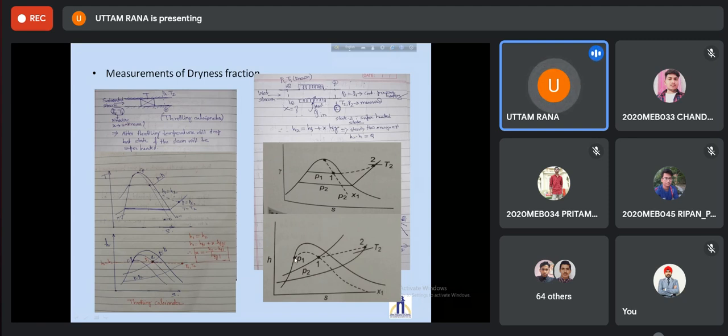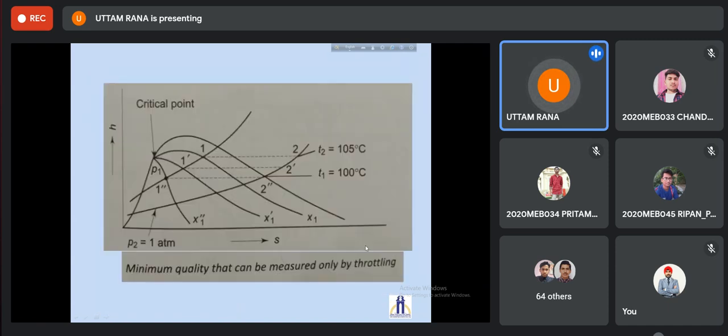In the HS diagram, it will look like this. Here you can see H is no more constant. It is being heated up, so enthalpy will increase because we are heating it. Now the problem with this process is that for measuring the quality of the steam, a definite degree of superheating is required.